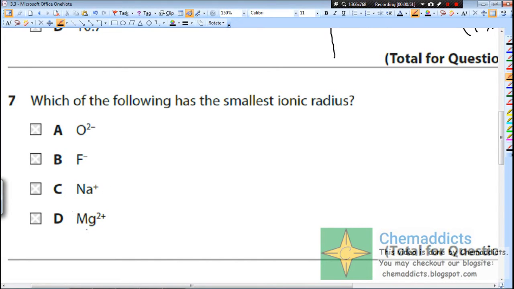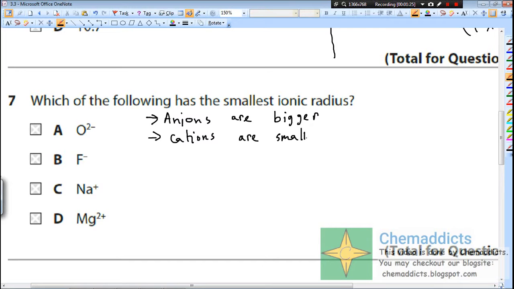two positively charged ions, which are cations, as we all know. Here are two positively charged ions and two negatively charged anions are given. Generally we know that anions are bigger than their usual atoms. Here we also know that cations are smaller. Okay, cations are smaller.